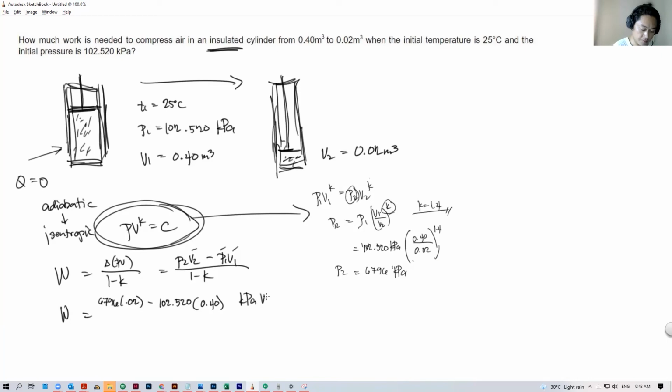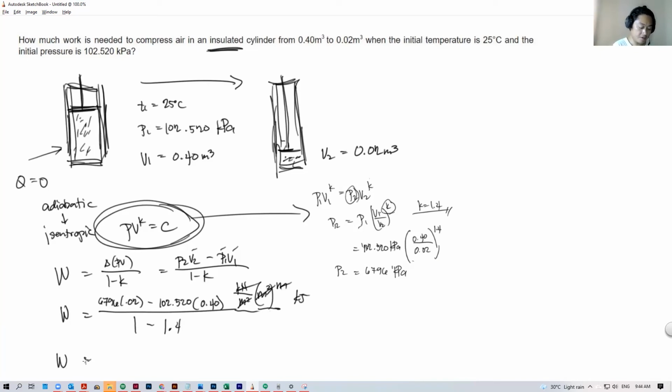Kilopascal is just equal to kilonewton per meter squared, and our volume is in cubic meters. So this will cancel out. By unit analysis, this will cancel out here as well, and we're left with kilonewton meter. The denominator is 1 minus 1.4, and kilonewton meter is just equal to kilojoule.